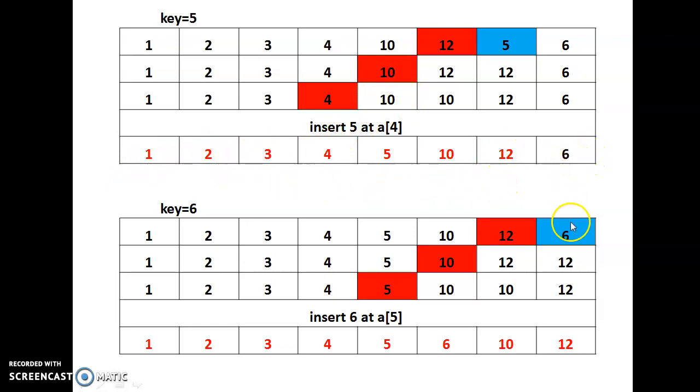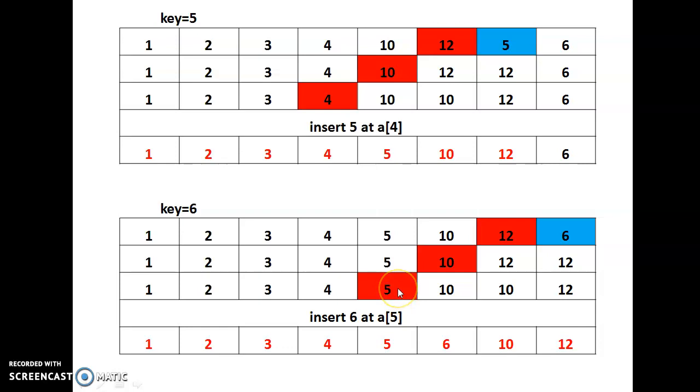Now we will compare with 6. So 6 is compared with 12 because it is less than 12. I am pushing down the 12 to the next position. Next I am comparing 6 with 10. When I am comparing 6 with 10, 6 is less. So 10 is pushed to the next position. So 10 came here.